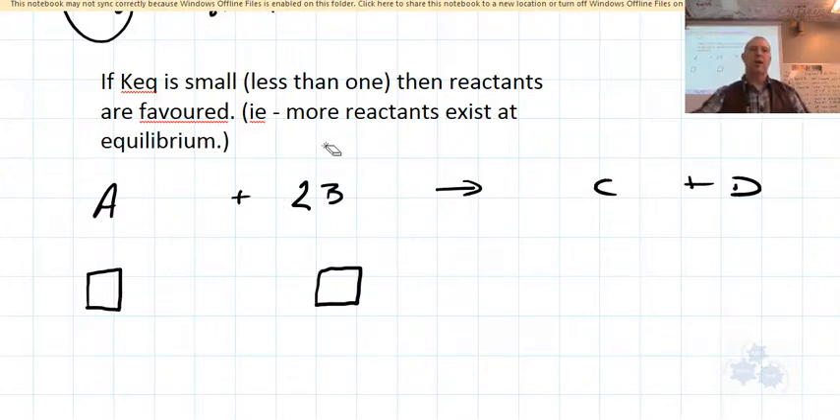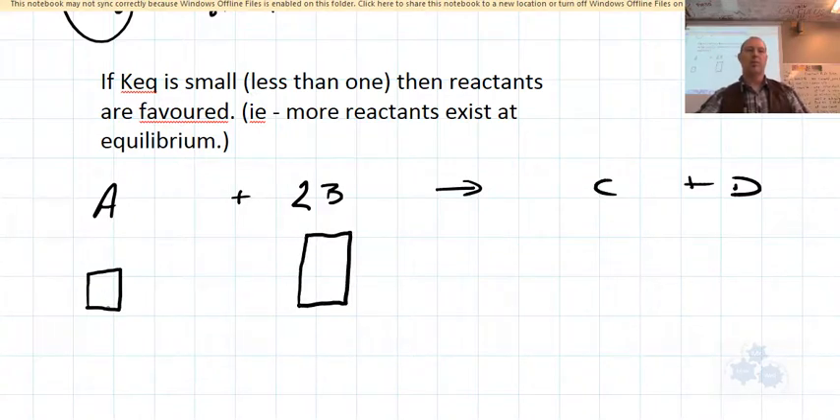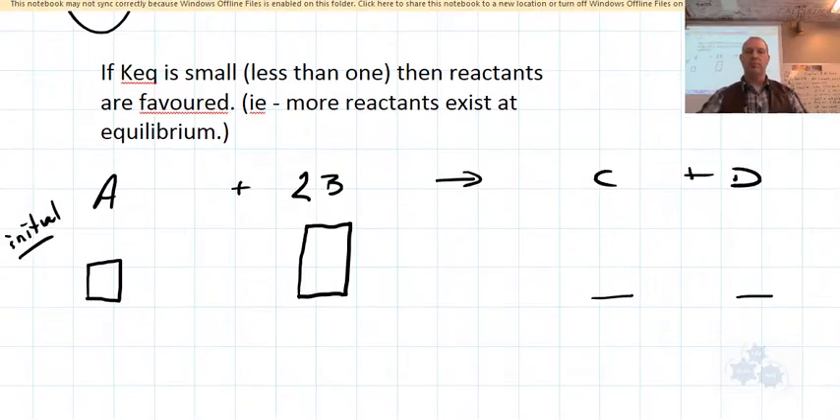So they're going to get used up. There's going to be actually a different ratio, right? So 2 B's are going to be needed to react with 1 A. That's what that means. So it's going to be twice as much. So at the beginning, initially, we have A and B, and over here we have nothing. C and D, 0. Okay? That's at the very beginning.